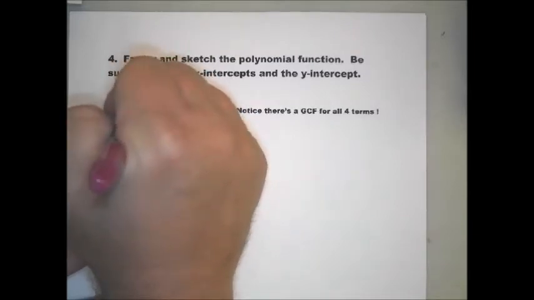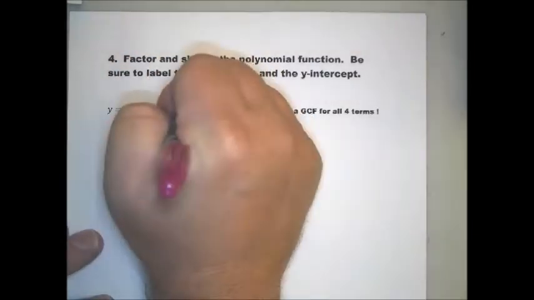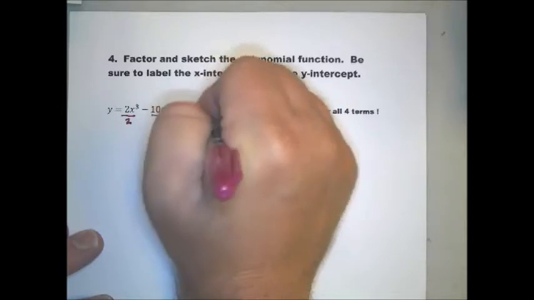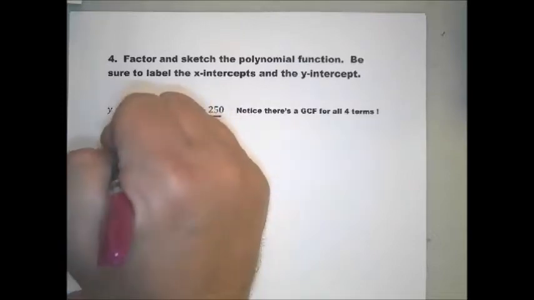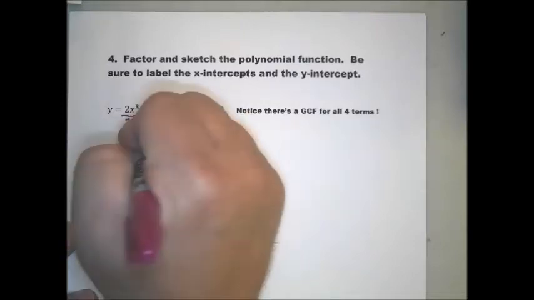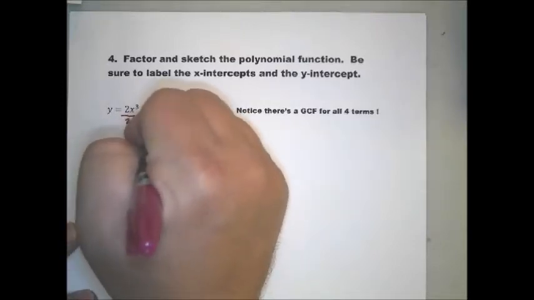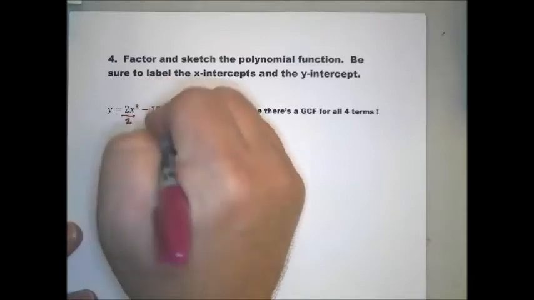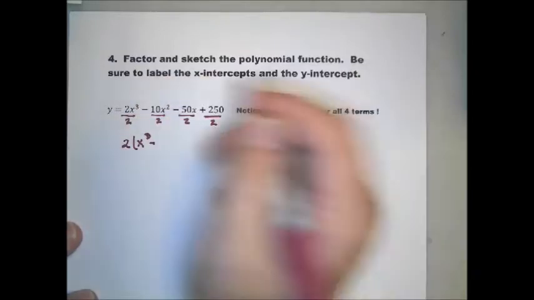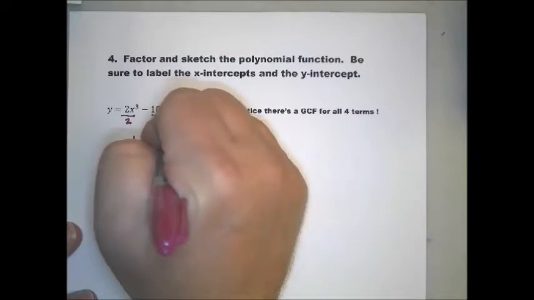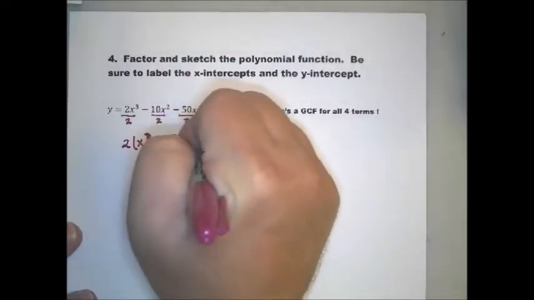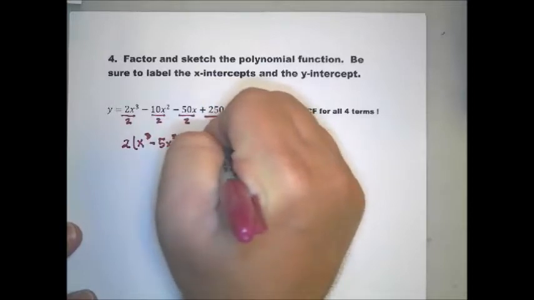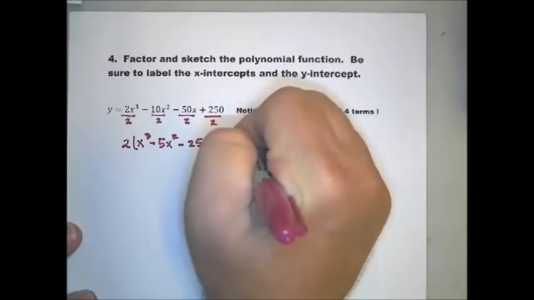So, first thing I'm going to do is factor a 2 out of every single term in this polynomial. So, 2 is the greatest common factor right now, and I'm left with x cubed minus 5x squared minus 25x plus 125.